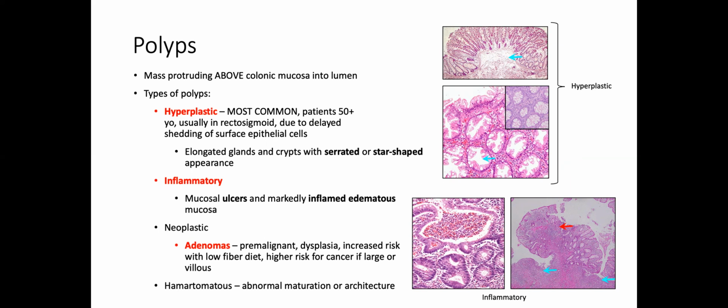So hyperplastic are the most common polyp in patients 50 plus. It's usually rectosigmoid due to a delayed shedding of surface epithelial cells. And elongated glands and crypts have a serrated or star-shaped appearance. You can see that in the top pictures. Inflammatory ones are mucosal ulcers, and they have marked inflamed or edematous mucosa. And then neoplastic are going to be adenomas.